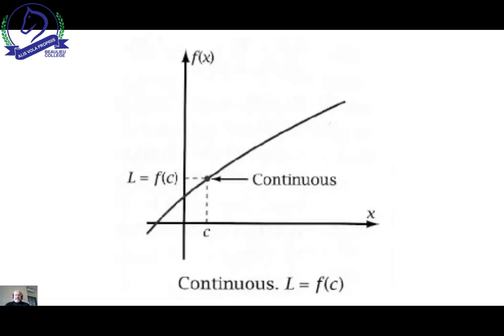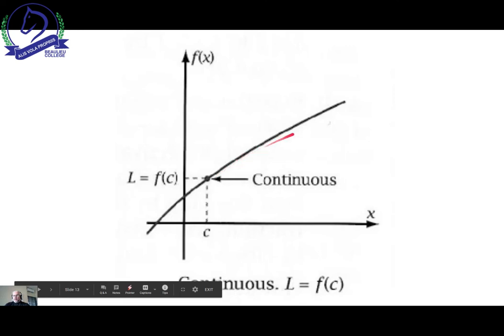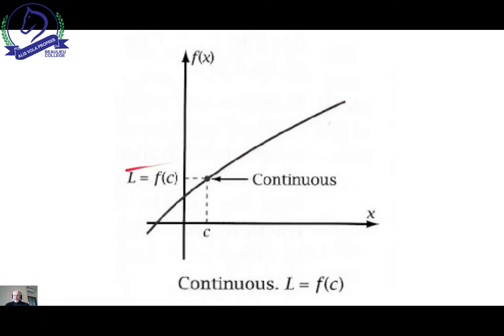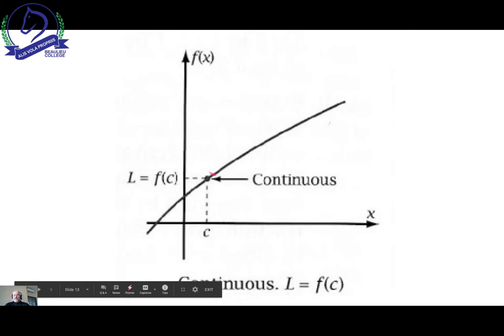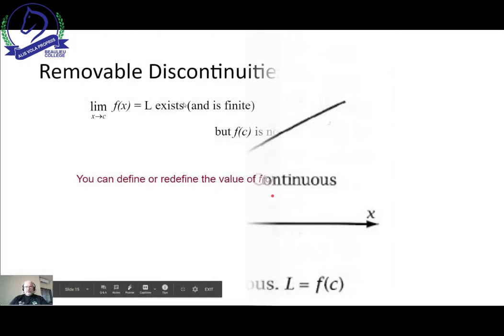Here we have a case of a function that is continuous, because this function can be drawn without lifting the pen, first of all. Secondly, we can say that at the value of c, the function has a value and the limit at that value is exactly the same as the value of the function, so this function is continuous.